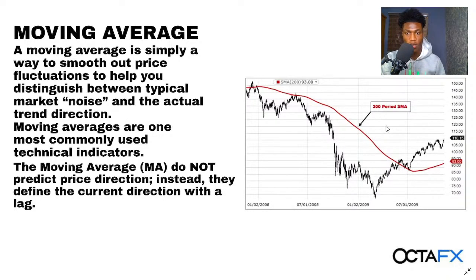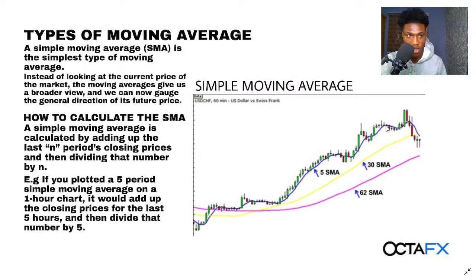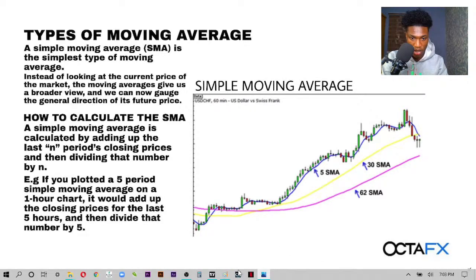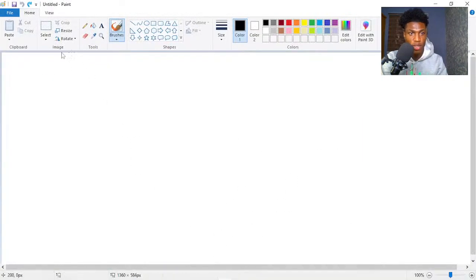We have two types of moving average. We have the simple moving average, which is the simplest type of moving average. It gives us a broader view, and with the simple moving average, you can gauge the general direction of the market's future price. How do we calculate the simple moving average? The simple moving average is calculated by adding up the last n periods' closing prices and then dividing that number by n. If this is a bit confusing, I'll just quickly put up an illustration.